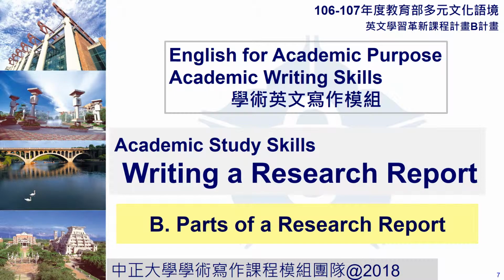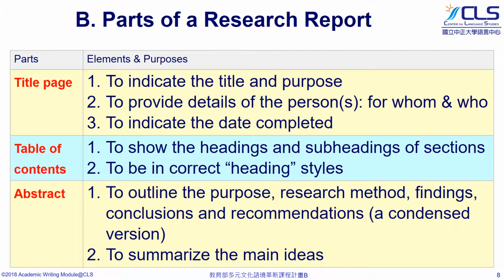After learning the steps to writing a research report, let's move on to learn different parts of a research report. So, the title page indicates the title and purpose, the details of the person for whom the report was prepared and the person who prepared the report, and the date completed. Next, the table of contents shows the headings and subheadings of sections, and should be in correct heading styles. An abstract outlines the purpose, research method, findings, conclusions, and recommendations, and summarizes the main ideas.